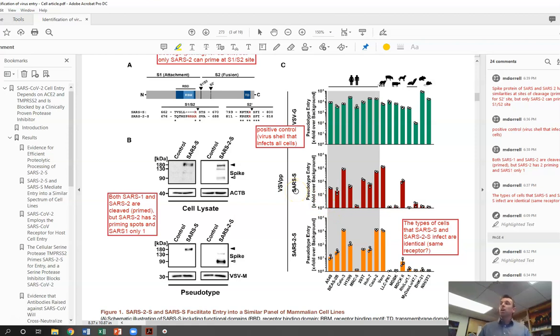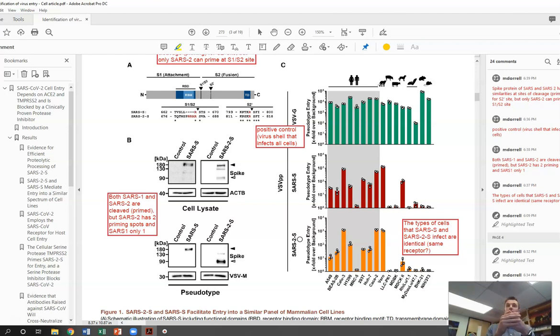And they then say, well, this leads us to believe that it's possible that the receptor for SARS-2S is the same as the receptors for SARS-S. And that is a key fact because they already know the receptor for SARS-S. And if SARS-2S is infecting the exact same set of cells, it's a good possibility that it's using the same receptor because otherwise there would be different sets of cells.